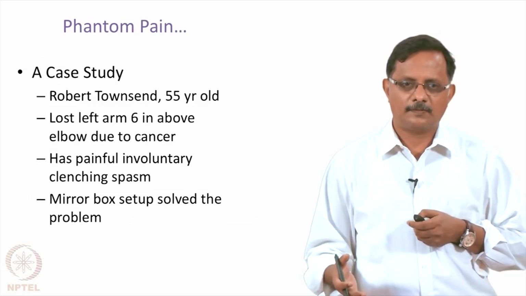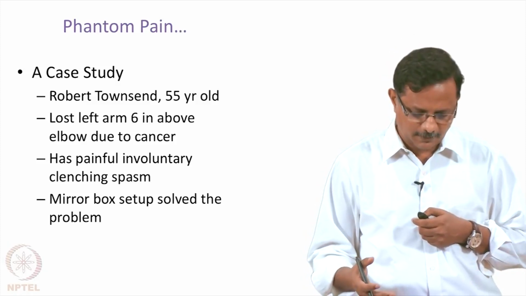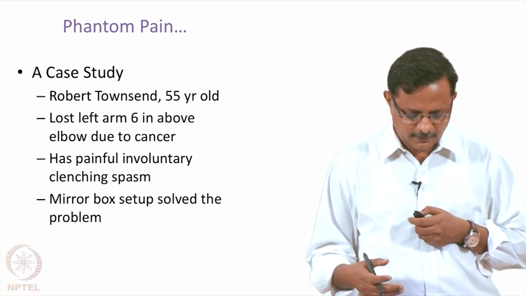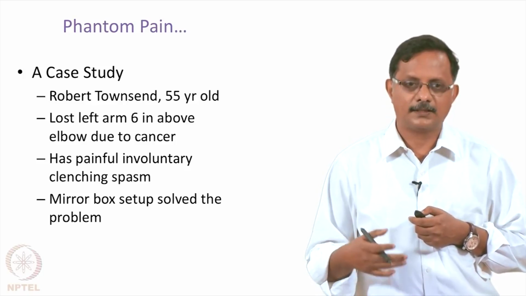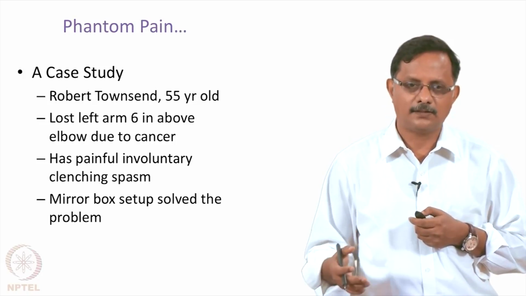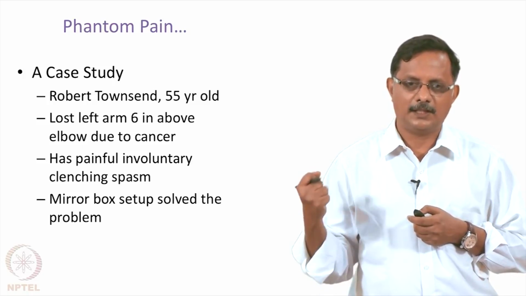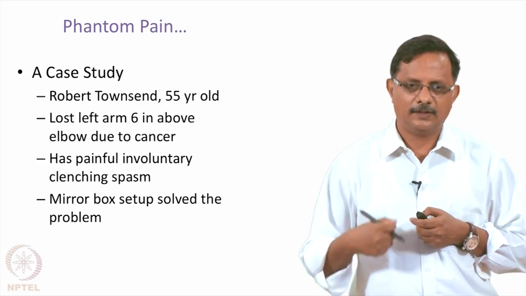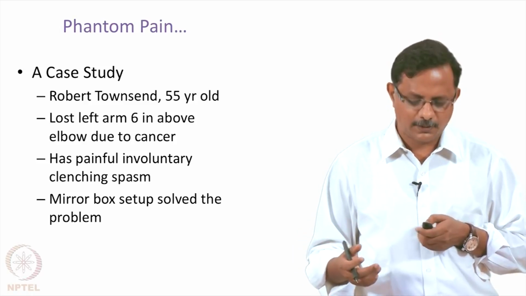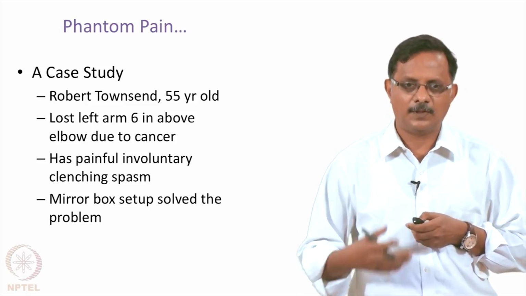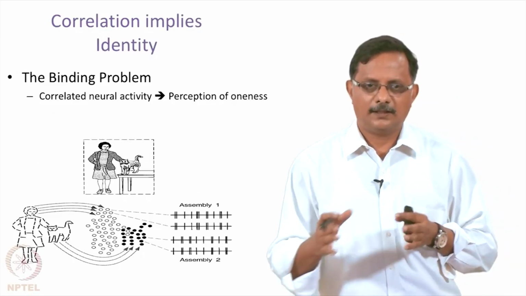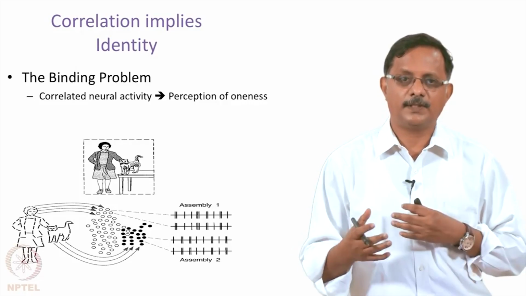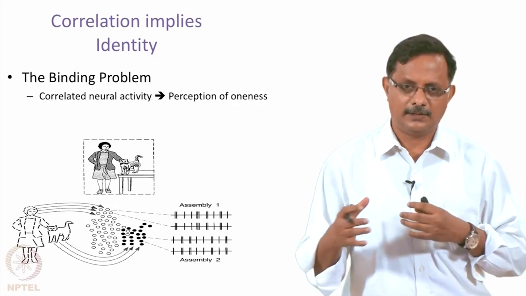A similar experiment was also done on another patient, Robert Townsend. He lost his left arm six inches above the elbow due to cancer, and he had the same clenching spasm and the pain along with it. When he worked on the mirror box, he also got rid of his phantom limb and also his pain. Now let us look at an interesting aspect of phantom limbs and also the question of experience and how neural activity is related to experience.